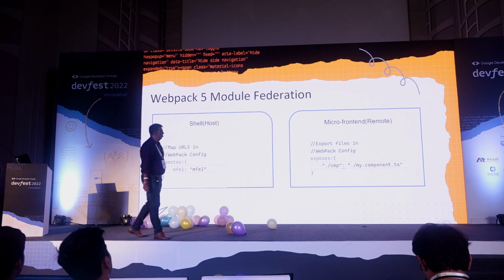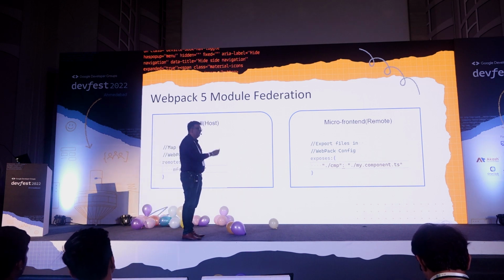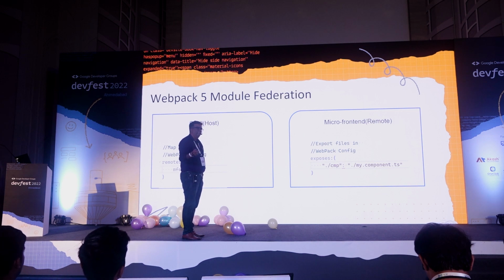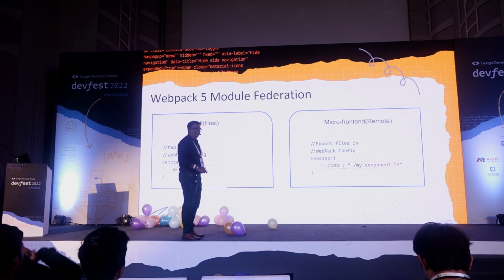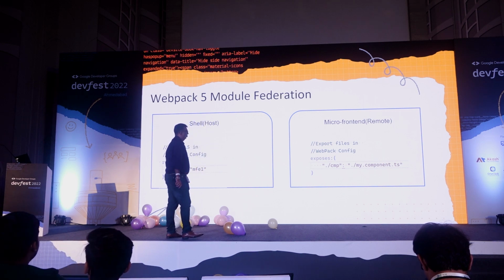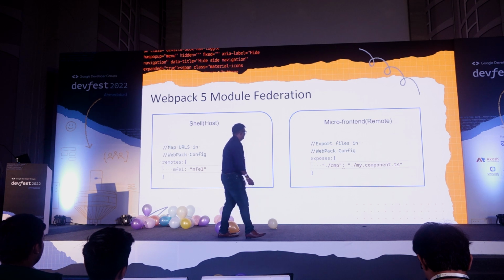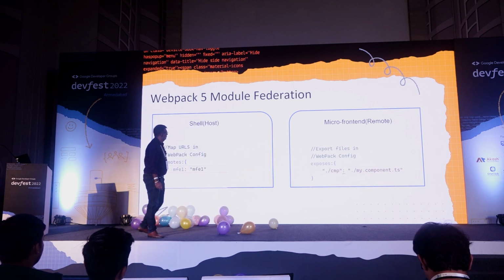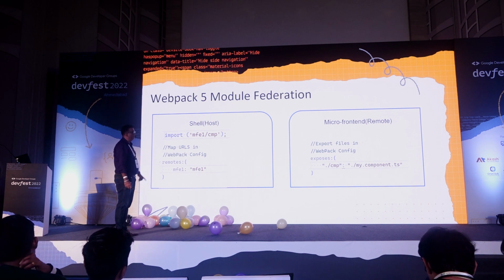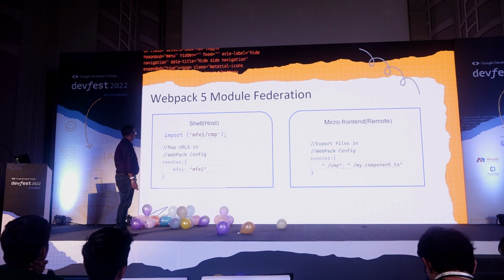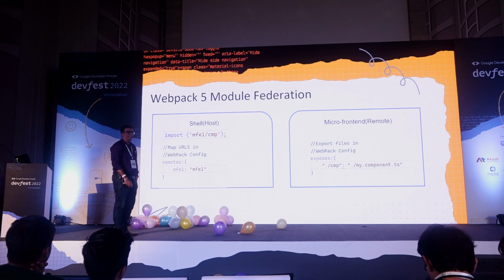And here we have the exposed files in the Webpack config. Exposed means it is available to be used. Like in the previous slide, we saw we are importing something into our main host application, right? So this is the thing which we are going to export. Here we can have multiple applications exported as web components, and those web components can be used in our shell part. And this is how we can use our component there, right? MFE1 and whatever we have exported.